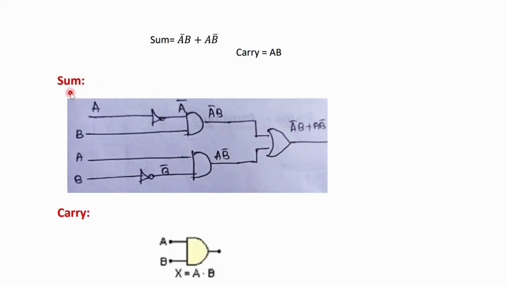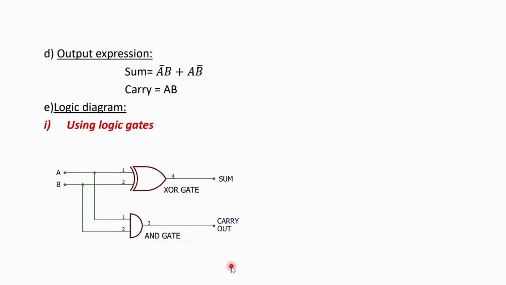Even we can use the basic gates for sum, where the first term is A bar into B and the second term is A into B bar. A bar is obtained by using a NOT gate, and B is another input of the AND gate, so the output comes as A bar into B. In the second term, which is A and then B bar, adding one AND gate, we get A into B bar. So this is the first term and this is the second term. Adding these two terms by using an OR gate gives A bar B plus A B bar. So this is a logic diagram by using basic gates. The next is carry. Since it is a simple expression A into B, we can use a single AND gate. A and B are the inputs and the output comes as A into B. This is a half adder.